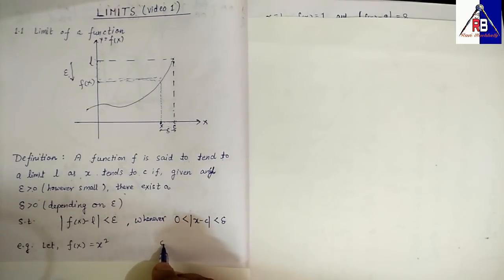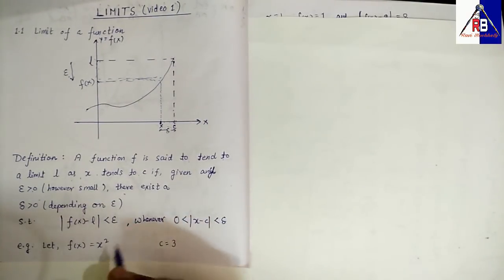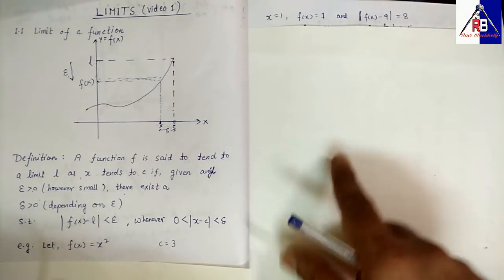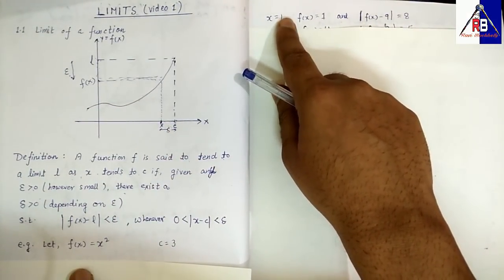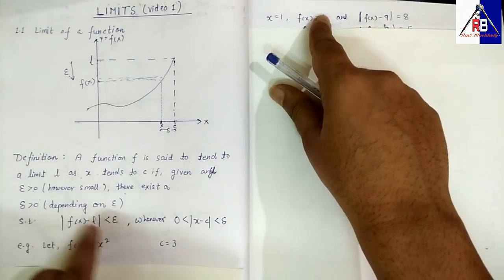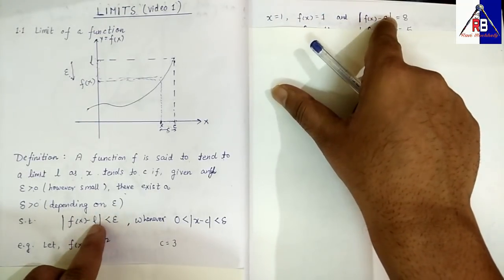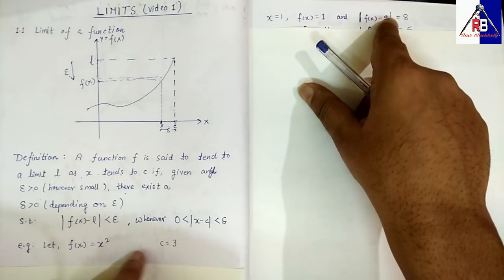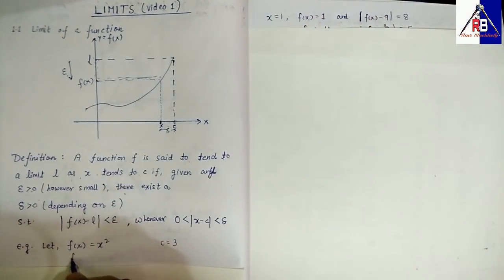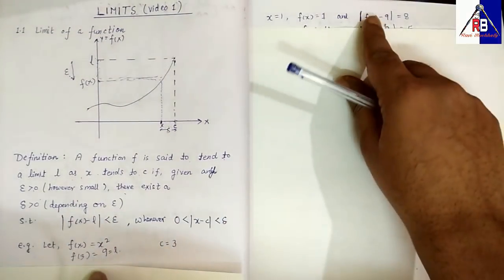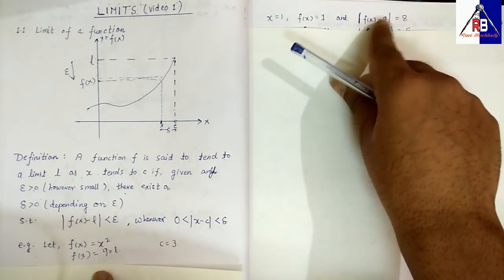If we take the value 3 and put it here, the function has the value 9, but we'll do it by the method of limits. Now let us take x equal to 1. If we take x equal to 1, the value of the function will become 1, and modulus of f(x) minus L will become, the value of f(x) is 1 and L is 9. As we can see, f(3) is equal to 9, so this is L. So modulus of f(x) minus L is 8.